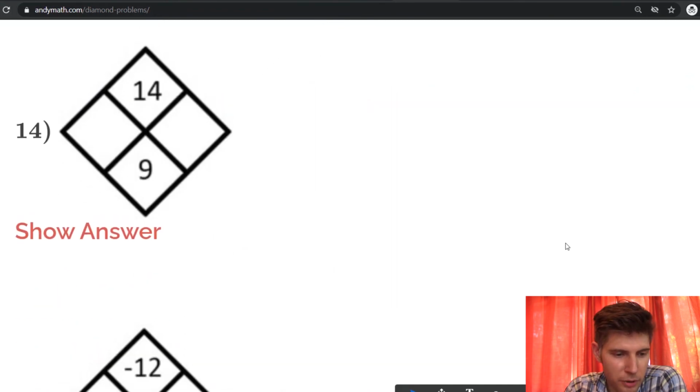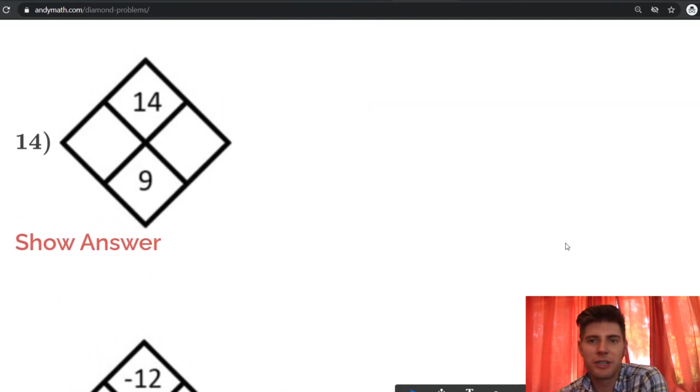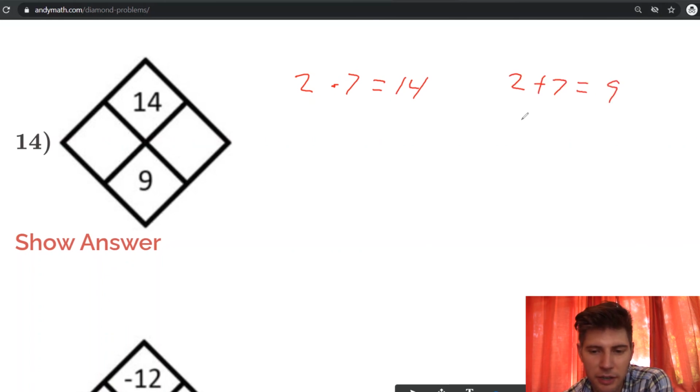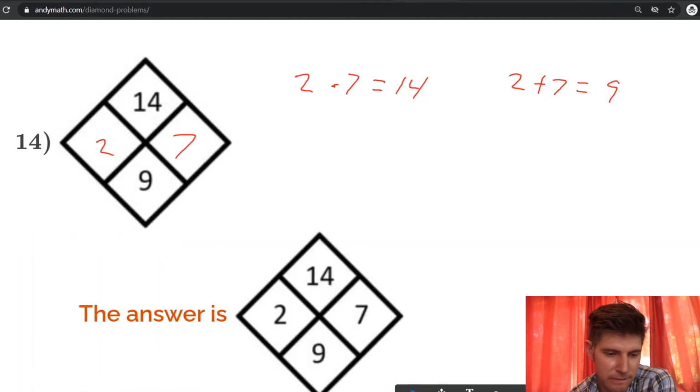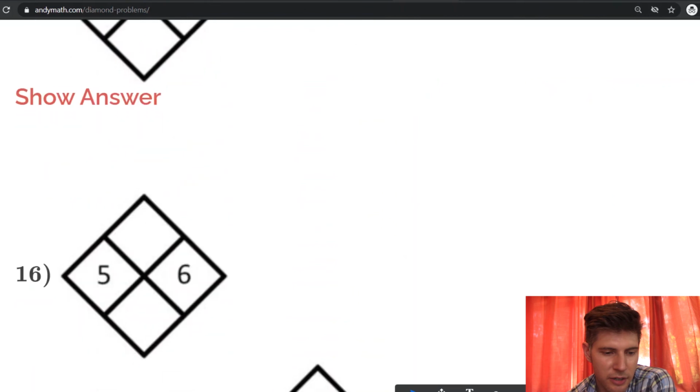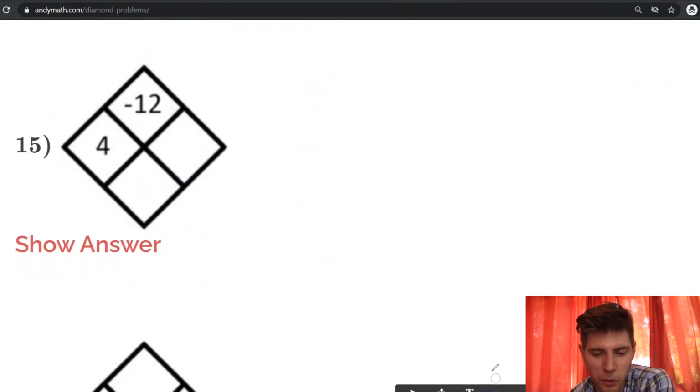Got two more. 14 and 9. So what are two numbers that multiply to 14? 2 times 7, that's 14. And if I add 2 plus 7, I get 9, and I'm done. It's 2 and 7. Cool. And the last one, -12 and 4.